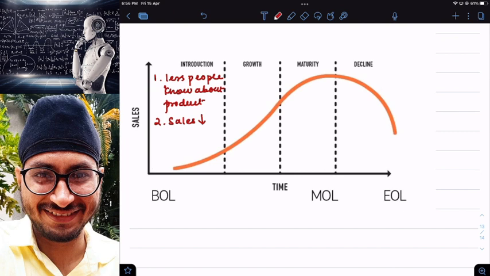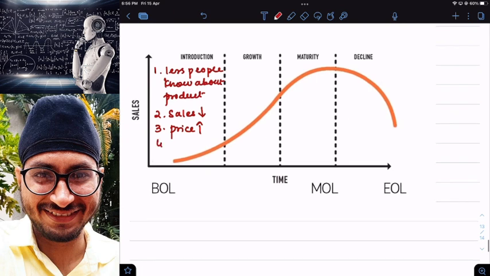Now my question is, when sales are less, I still want profits. Will I increase the price or will I decrease the price? Even though sales are less, I still want profits. In that situation, should I decrease the price or increase the price? I will increase the price. Since sales are less, I will increase the price. Why? Because I want profits.